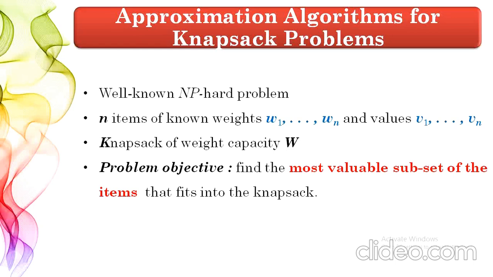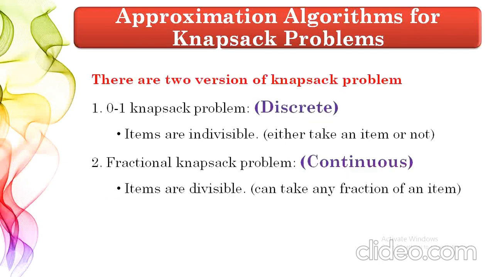And one more important input here is the maximum capacity of the knapsack, which is denoted by capital W. The main objective of the problem is to find the most profitable subset of the items. We have two versions of the knapsack problem. One is the 0-1 knapsack problem, which we can also call discrete knapsack, and the other is the fractional knapsack problem, which we can also call the continuous knapsack problem.